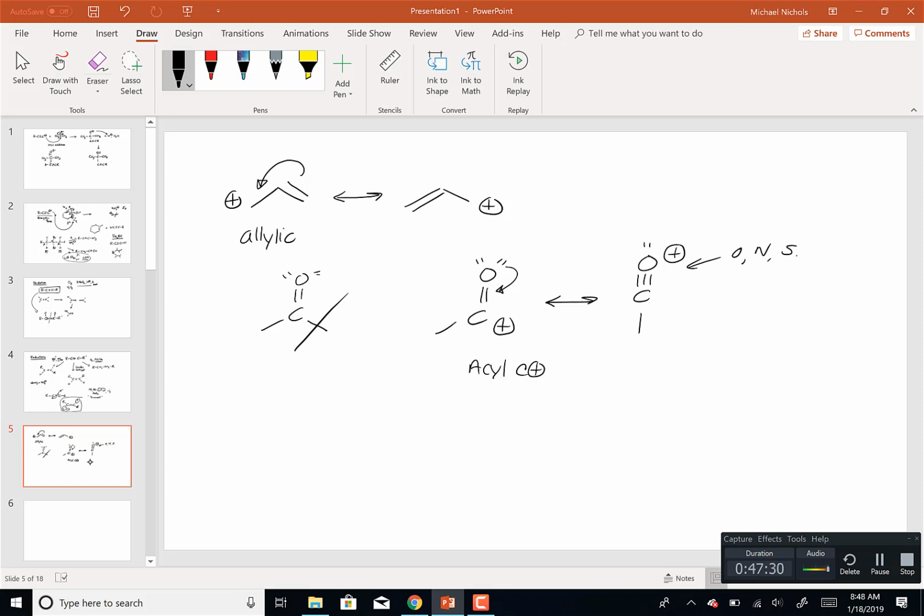So another way to stabilize carbocations is by putting lone pairs on the atoms next to the C+. You can stabilize it by putting a double bond here. You can also stabilize it by putting atoms with lone pairs.